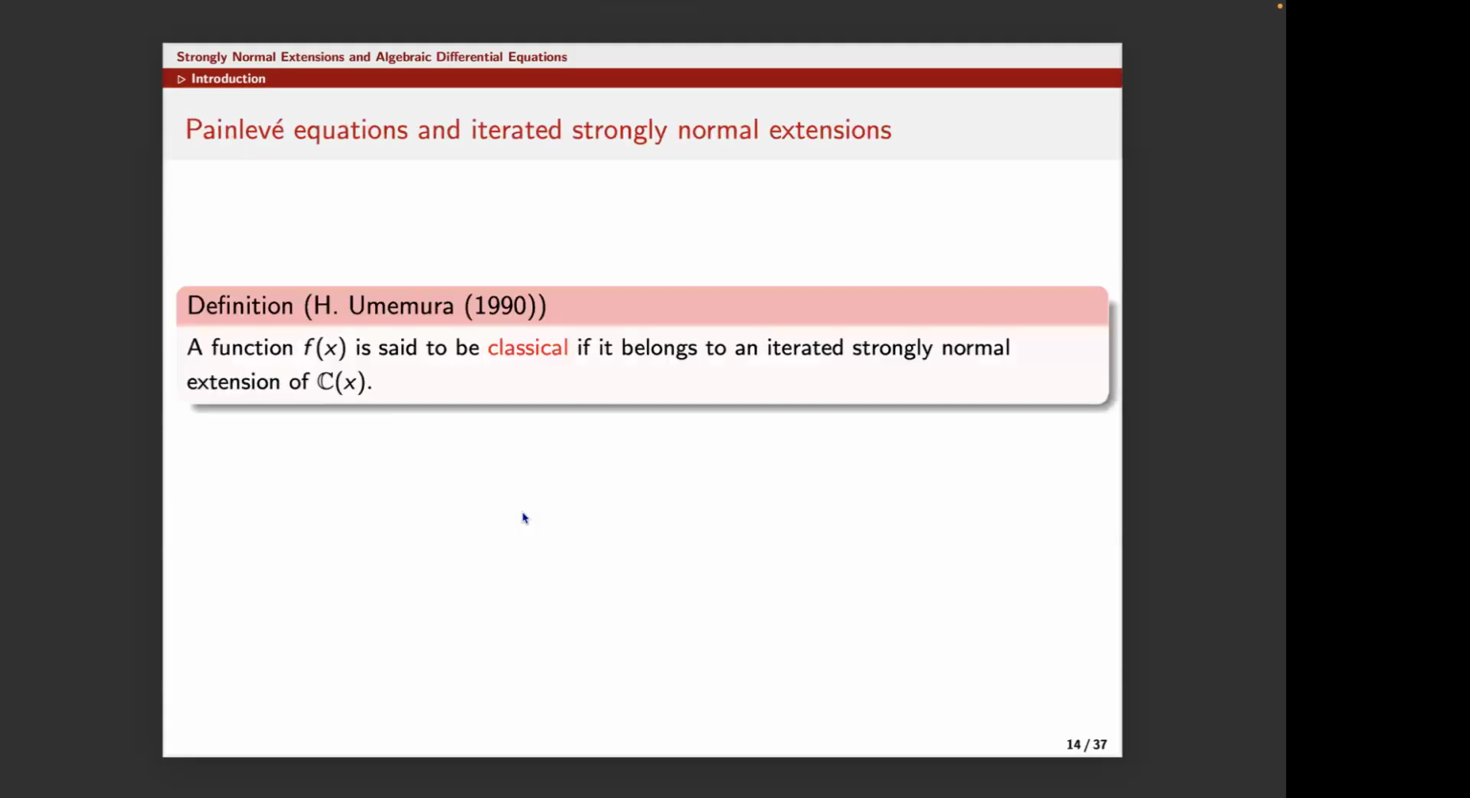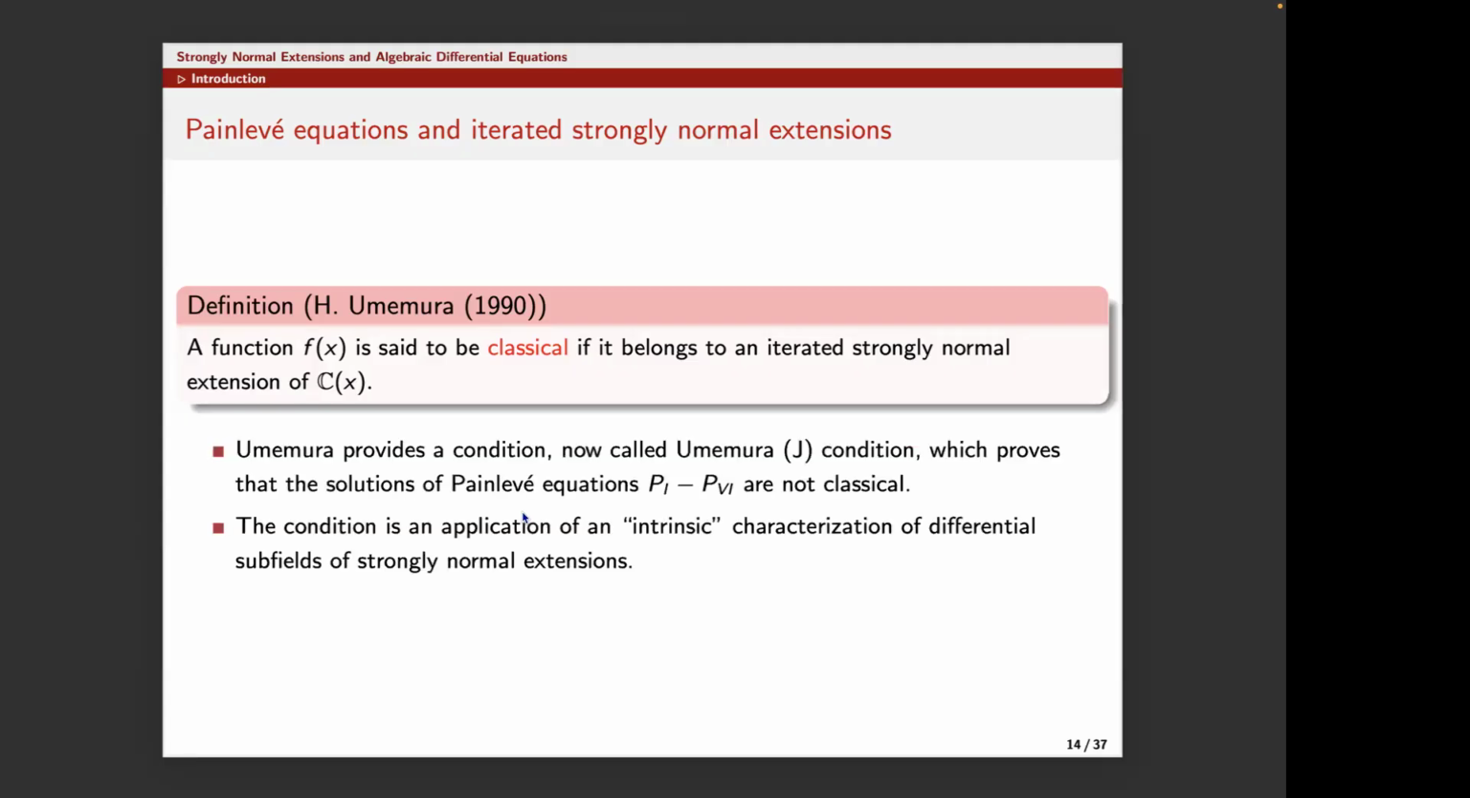The next result is about Painlevé equations. Umemura defined that a function f(x) is said to be classical if it belongs to an iterated strongly normal extension of C(x). And he provides a condition called the Umemura-J condition, which proves that the solutions of the Painlevé equations are not classical.